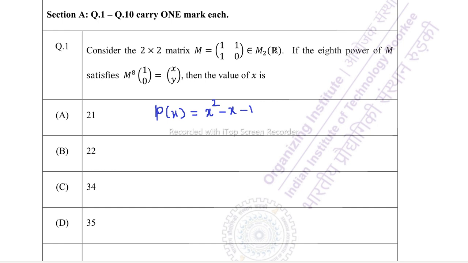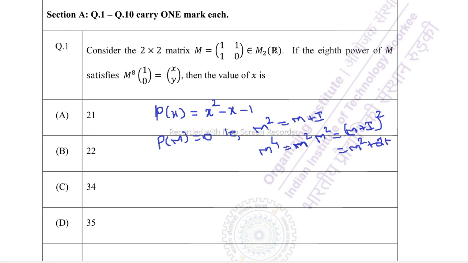And we know that by the Cayley-Hamilton theorem, the characteristic polynomial kills the matrix, that is p of M is 0. So M square equals M plus identity matrix. We need M power 8, so first we find M power 4. M power 4 is nothing but M square into M square, that is (M plus I) whole square, which is M square plus 2 times M plus I square, and I square is nothing but I.